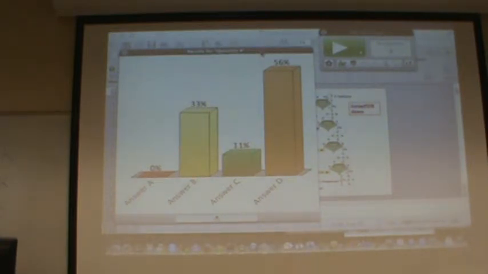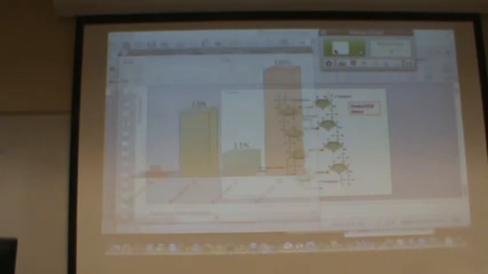How many genes are in the yeast genome? Number of yeast genes: 100,000, 50,000, 5,000, and 500. Open the polling.